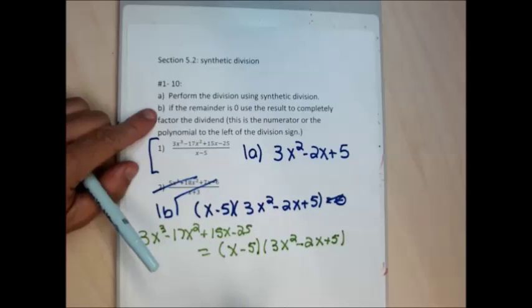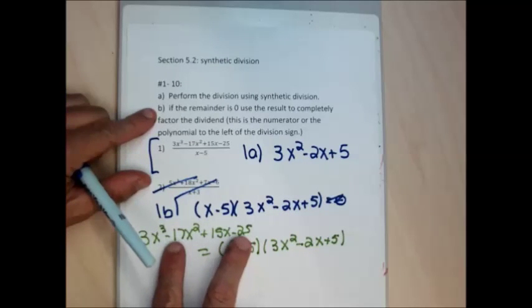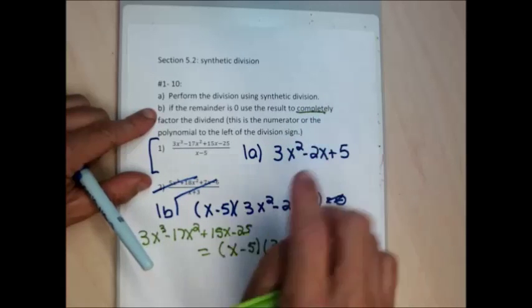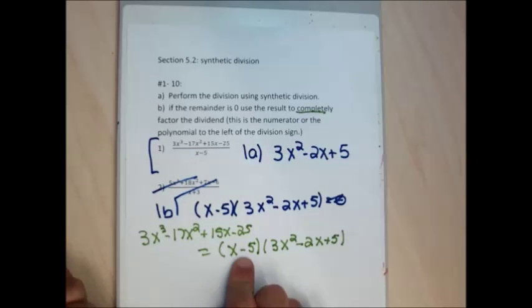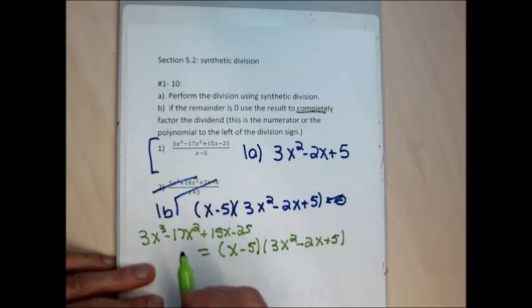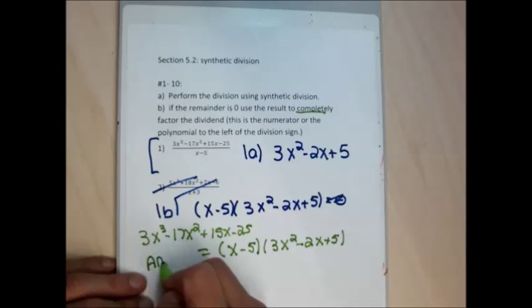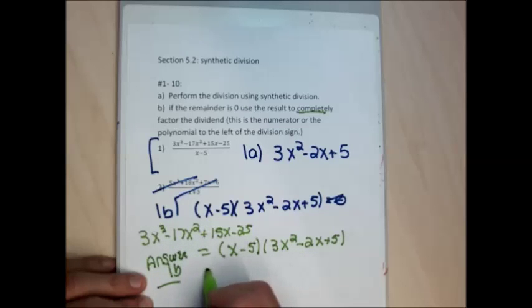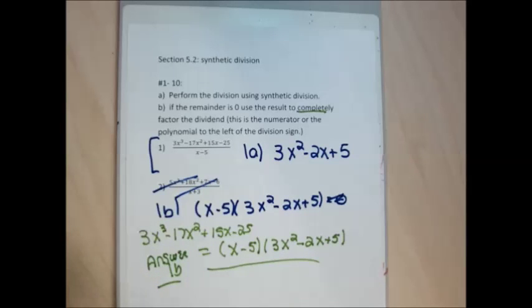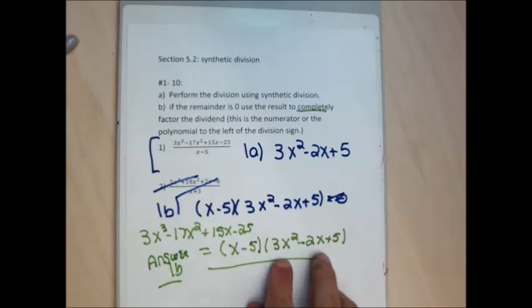I've used the synthetic division to factor the numerator, but I don't know if I've completely factored the numerator. The first term, x minus 5, doesn't have any potential to be factored. There's no common factor. There's no exponent of 2. But this second parentheses may factor, and before I say that this is my answer to part 1b, I should attempt to factor 3x squared minus 2x plus 5. It turns out that that doesn't factor and that this is my answer.